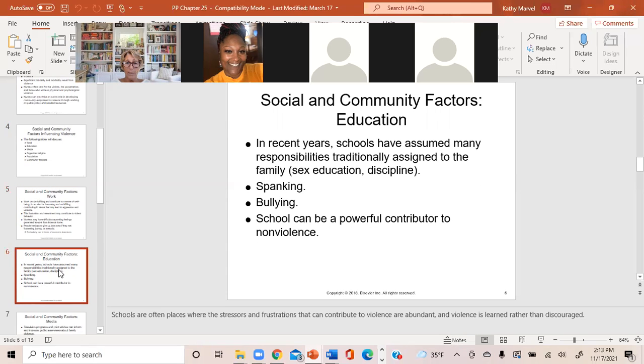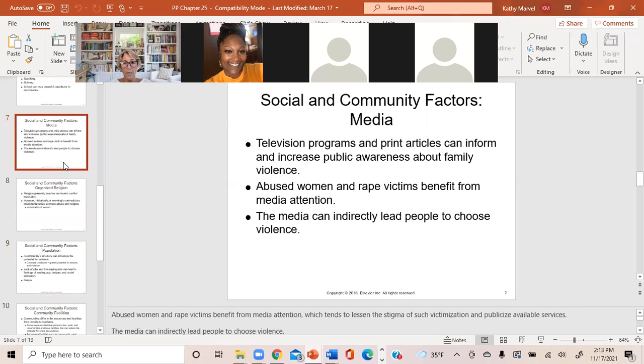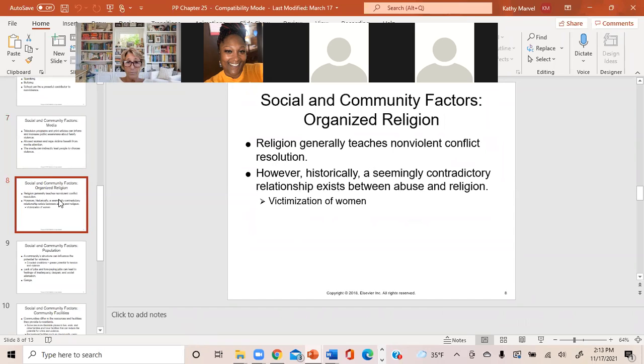Right? And then education, right? Look at all the issues we have in education, in the schools, bullying, harassment. Look what it's turned into. Okay. Media. Media, TV shows, violent TV shows, right? Violent video games, right? Religion, right? There is violence against specific religions.